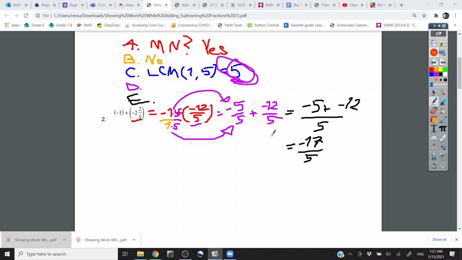Now, this is a perfectly fine answer. I'm good if you leave it as improper fractions. You also could make that -3 and 2/5. You do need to know that those are the same, but either of these answers is perfectly fine with me. So I don't care which one you give me. That's the steps A through E. Oh, whoops, I called that F above. Anyway, these are the 5 steps to go through it.